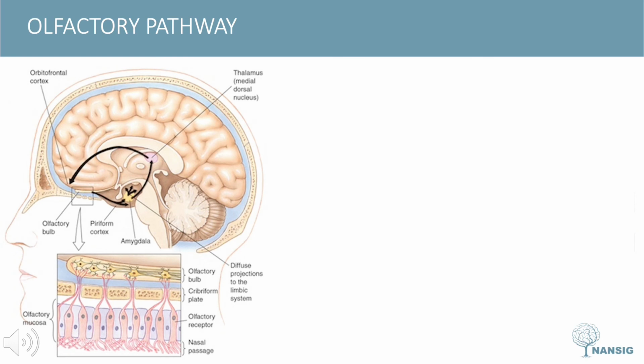Next, we have the olfactory system. The flow of information starts at the olfactory epithelium, where odorants dissolve in the mucosa and interact with ciliary receptors, which triggers a G protein cascade that depolarizes the olfactory nerve fibers. These axons pass through the cribriform plate to the olfactory bulb.